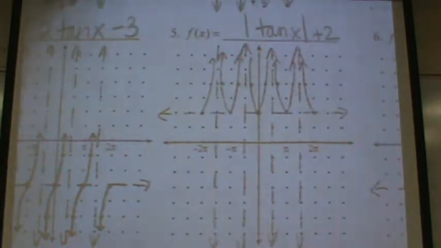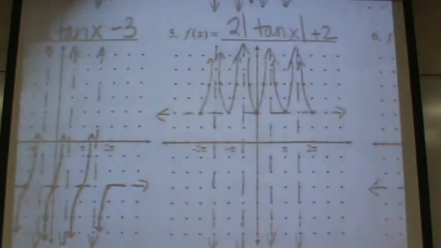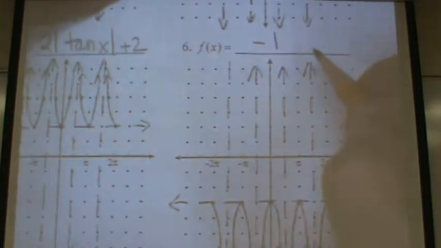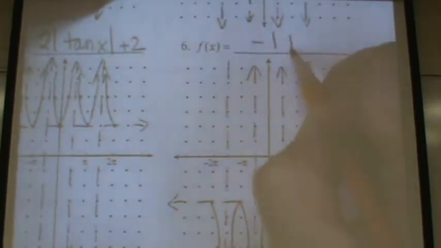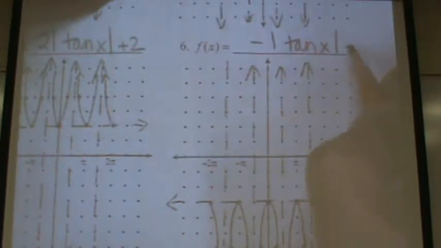Isn't it 2? Oh, 2, yes. Yep, 2, right here. Negative absolute value. These are all negative ones, right? Negative 3 absolute value, then minus 3. This is going to be minus 3.